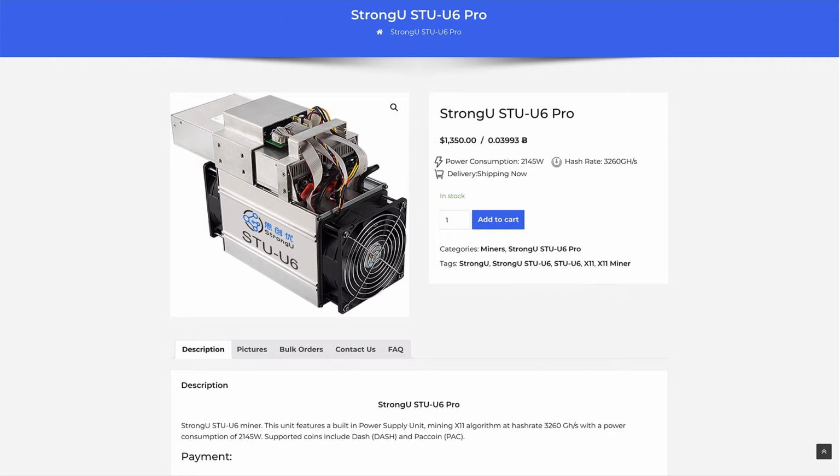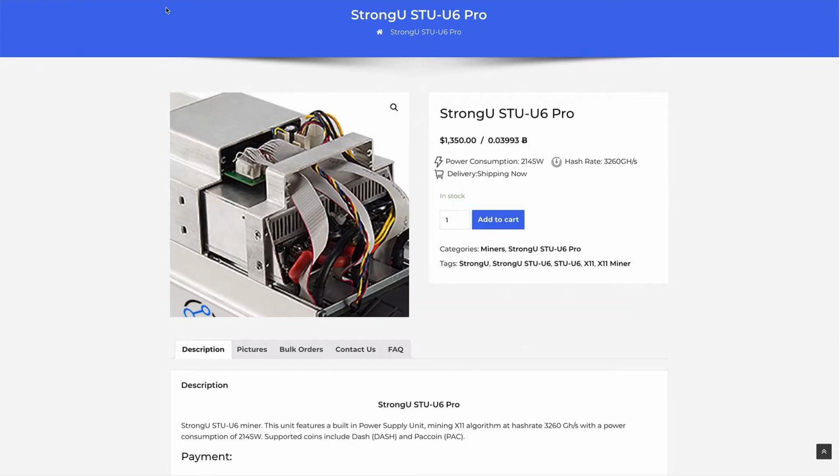But these ASIC miners have brought some of the profitability back into the game because they run so much more efficiently. They're able to crunch through the algorithms a lot faster using a lot less power. StrongU is one of these new companies. And you've probably never even heard of StrongU until probably today.